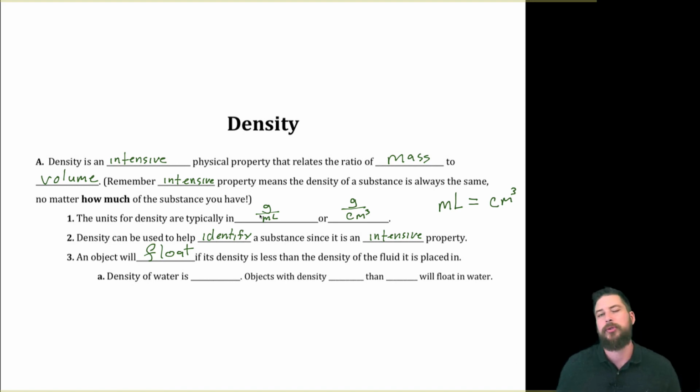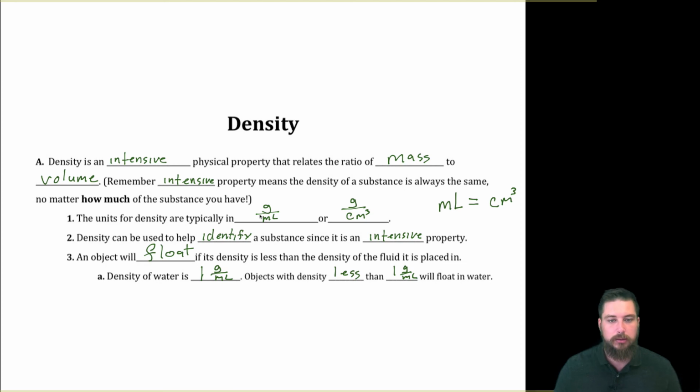Typically we think about water when we're thinking about whether something sinks or floats, so we're going to talk specifically about water for a moment. The density of water is 1 gram per milliliter. It's exactly 1 gram per milliliter, which is not a coincidence, because we use water to define a lot of our units. Now, objects with densities less than 1 will float. So if something has a density less than 1, it'll float in water specifically.